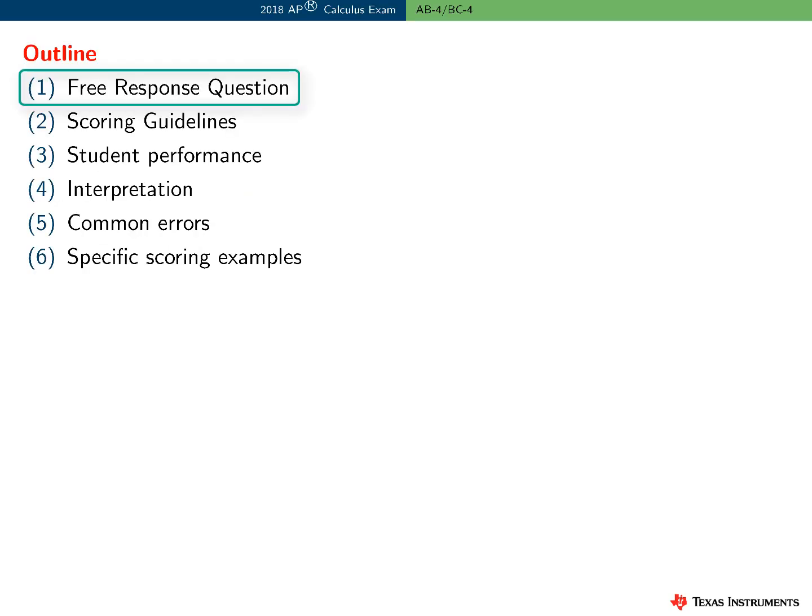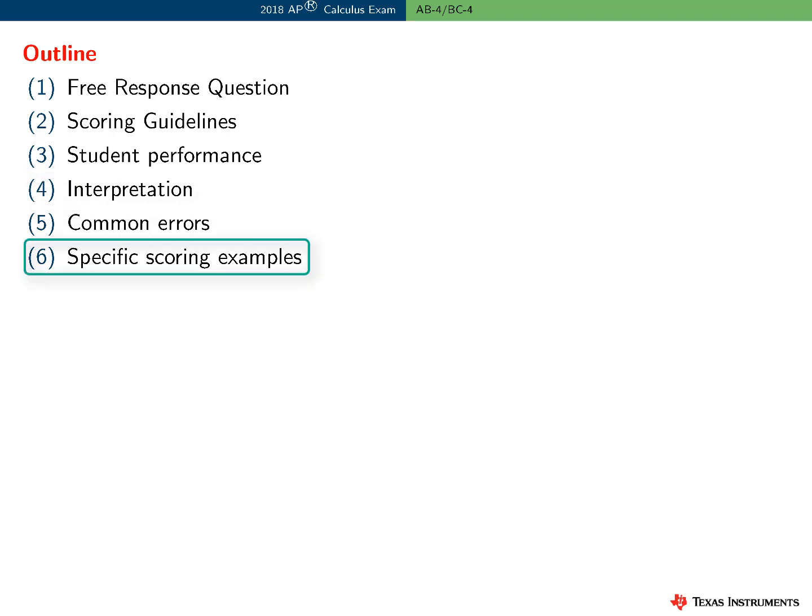Here is an outline of the information presented in this video. I'll start by reviewing the free response question and the scoring guidelines that were used at the AP Calculus reading. I'll present a brief general summary for student performance on this question. And then I'll consider more detailed interpretations of the scoring guidelines and how these guidelines were applied in certain situations. I'll consider some common student errors, and where appropriate, I'll present some specific scoring examples.